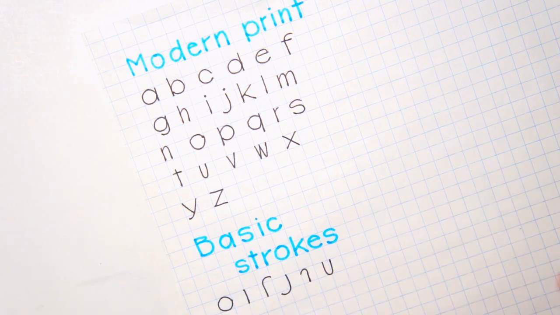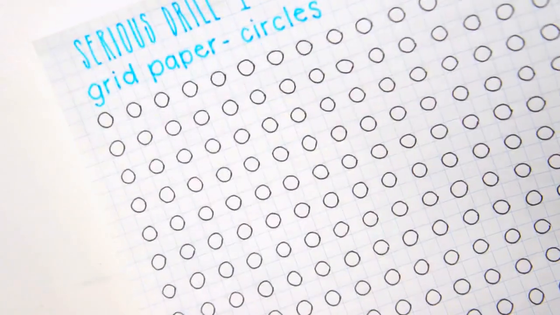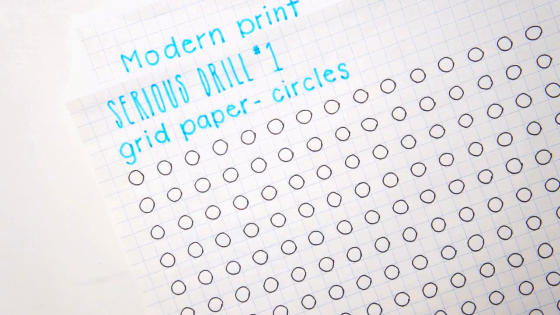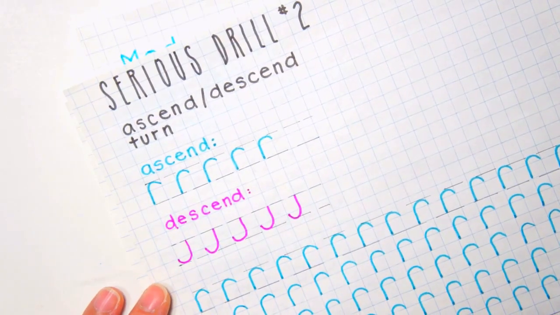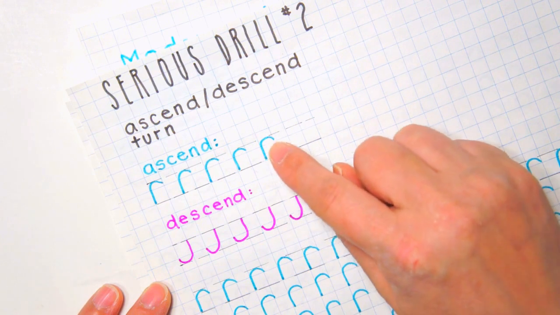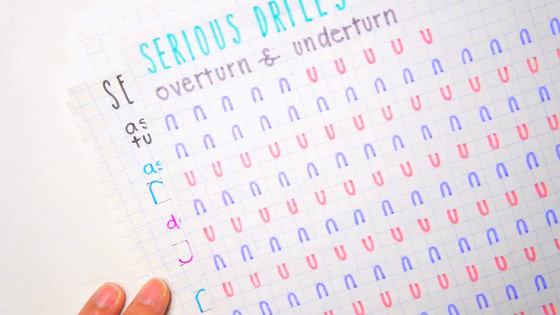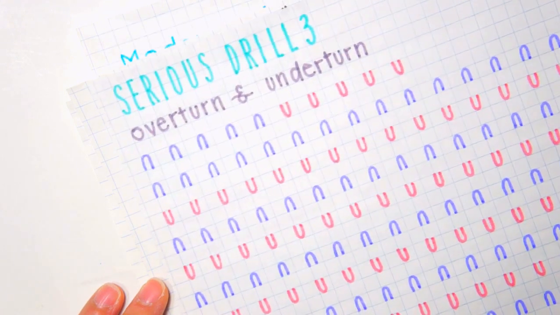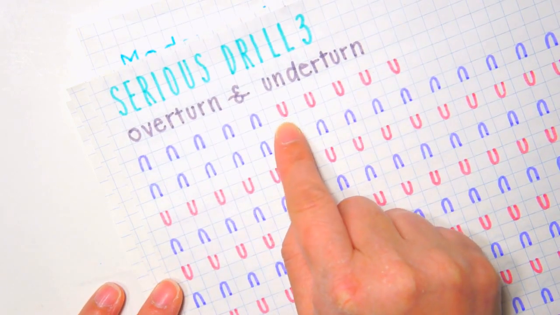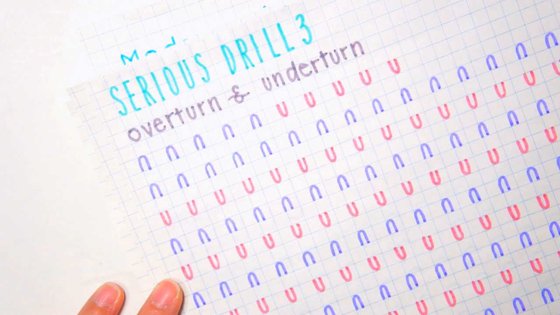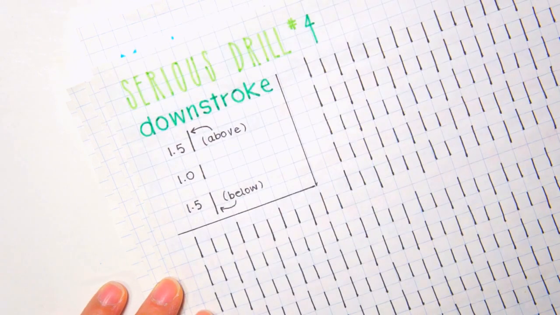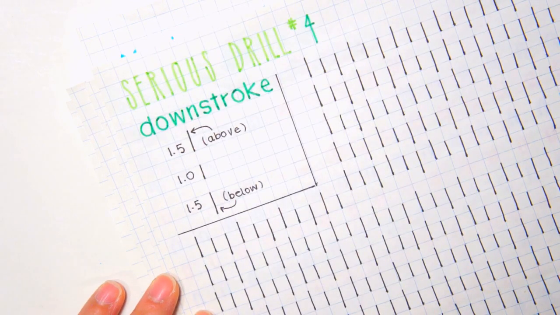So from the last couple of YouTube videos, we were working on some of the basic drills. The first one was the basic drill for a circle. And then we did a basic drill for ascending and descending line, making them a box and a half high. And the third drill was the overturn and the underturn. The key thing with this one was every width was actually half of the height. And finally, the last one is the basic drill for a downstroke.